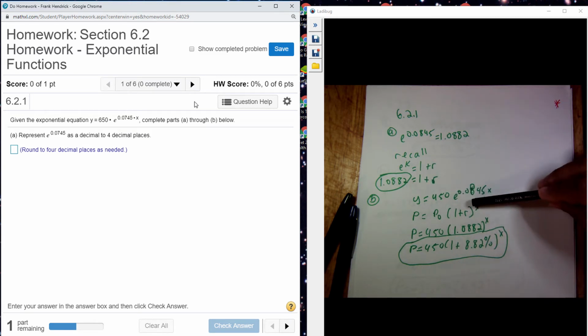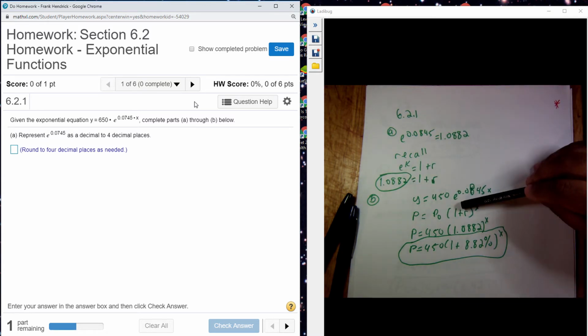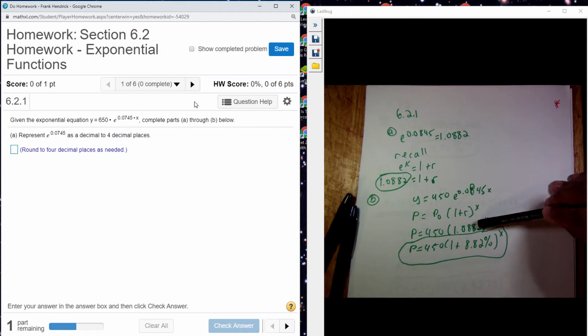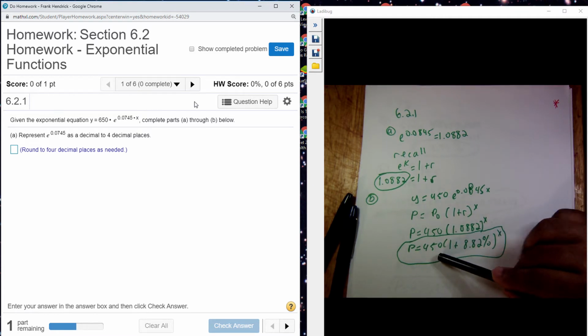So e to the k is the same thing as 1 plus r here. We can rewrite this and get another equation from it, since we know that e to the k is the same thing as 1 plus r. We found that value for 1 plus r, so we can replace it, and then rewrite it into a form that's the choice the computer offers as an example. So 1 plus 0.0882 is the same thing as 1 plus 8.82%. And that gives us our new equation for this one here, for the B part of it.